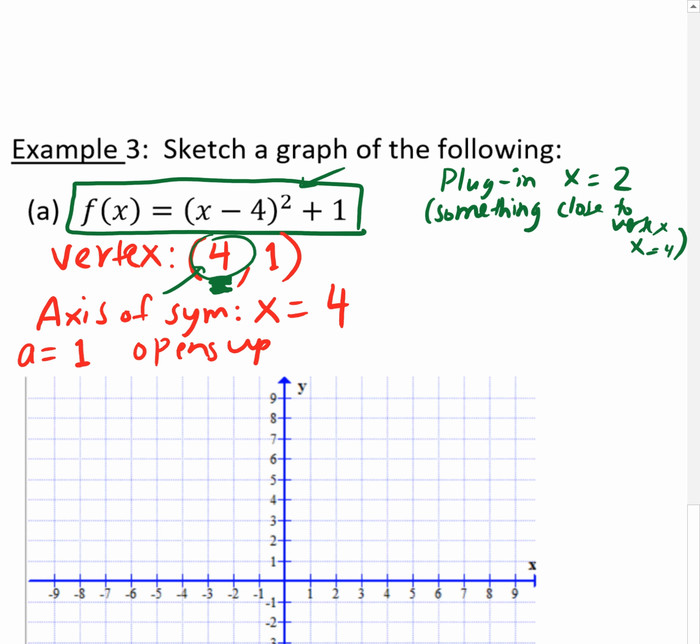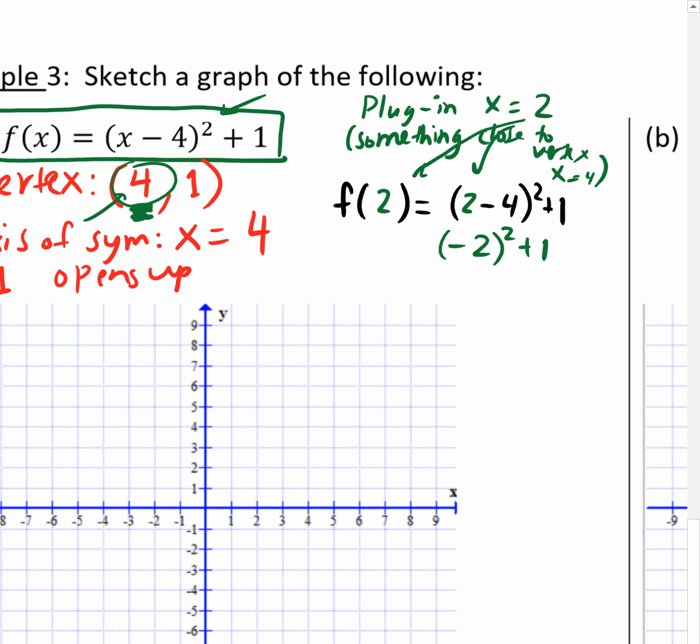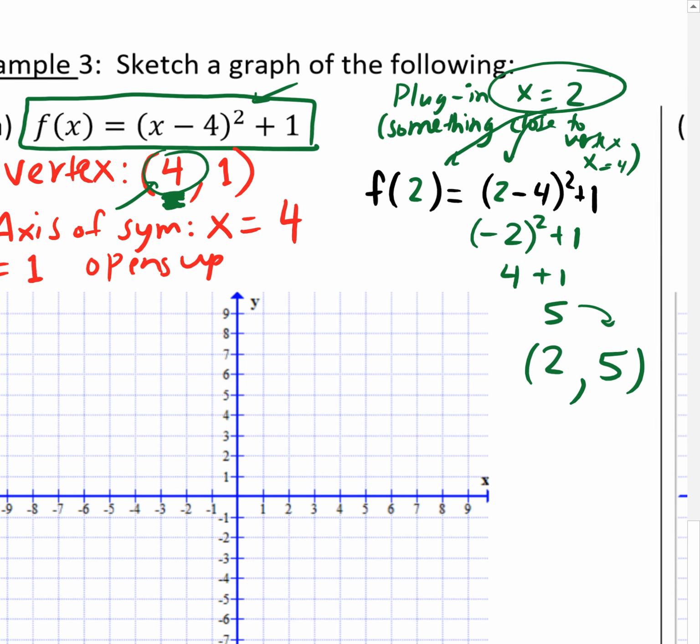So I'm going to rewrite that function, but I'm going to leave x blank. F of x, but I'm replacing x with 2, is x minus 4 squared plus 1. Where the x was, I'm replacing it with 2, and then seeing what happens. Let me simplify that. 2 minus 4 is negative 2, squared is 4, plus 1 is 5. So that gives me a second point. The x value was 2 that I plugged in, and I found the y value, the function value, is 5.